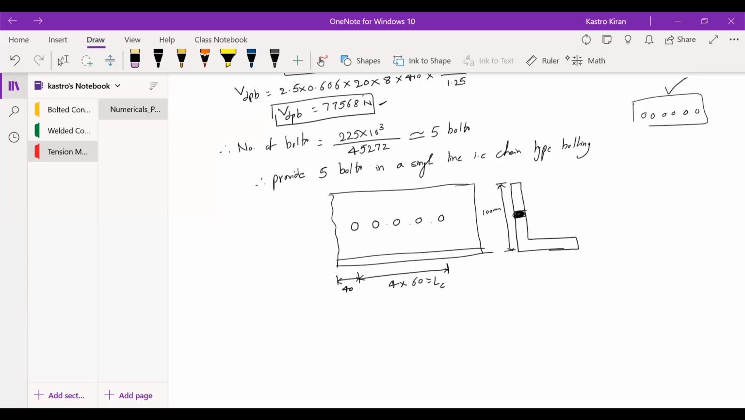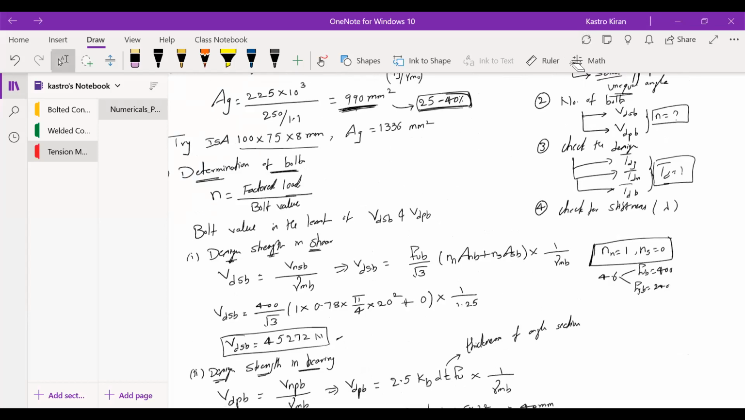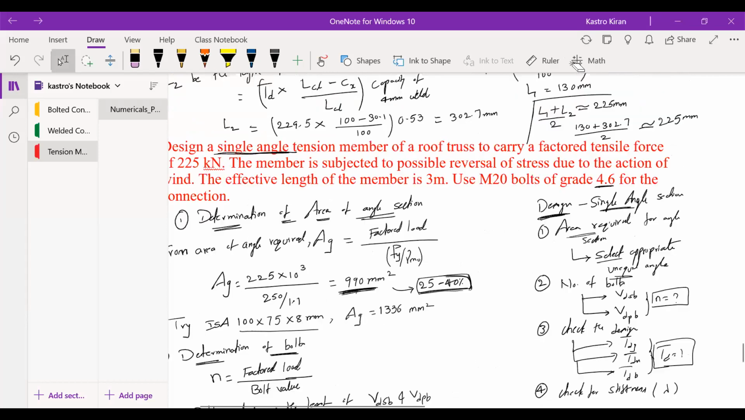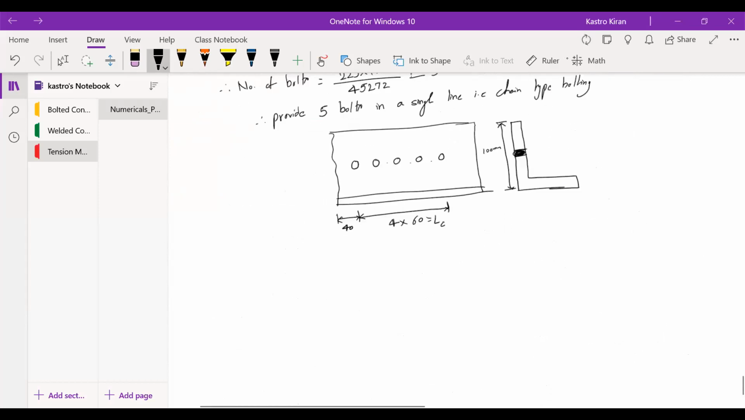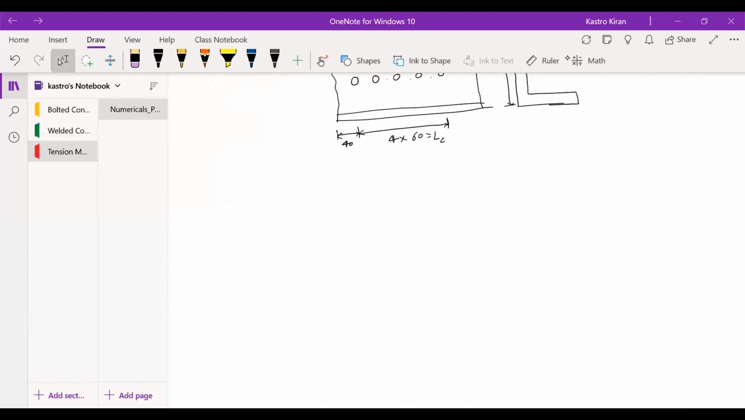Let's find out whether it is safe or not. That's what the third step says: check the design. Whatever design you have done, is it safe or not? Is it able to carry the given 225 kilonewtons of load or not? That's what we are going to check. So the third step here is check for design. How will you check for design?